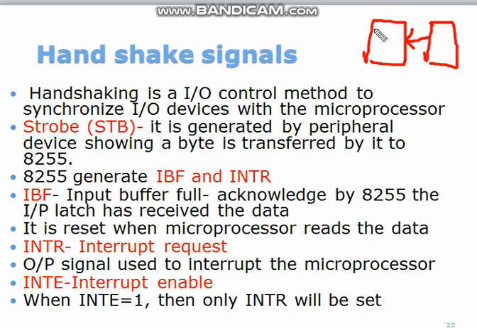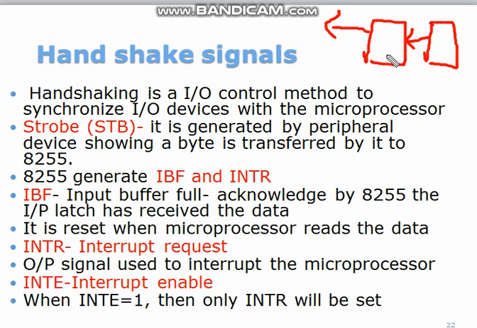Okay, so now once this 8255 receives the data, it will give the input buffer full signal, because its buffer has received the data. It will say that the input buffer is full, which means it acknowledges to the peripheral device that it has received the data. Once it has received the data, the 8255 will interrupt the microprocessor. That interrupt is given by means of this INTR. INTR is the interrupt request, wherein the signal interrupts the microprocessor. Once the microprocessor receives the interrupt signal, it will read the data.